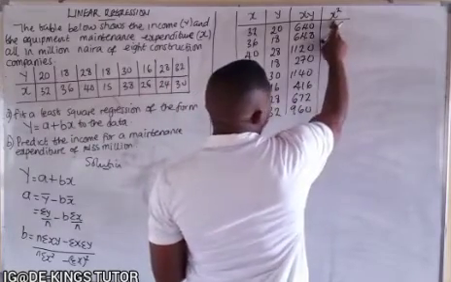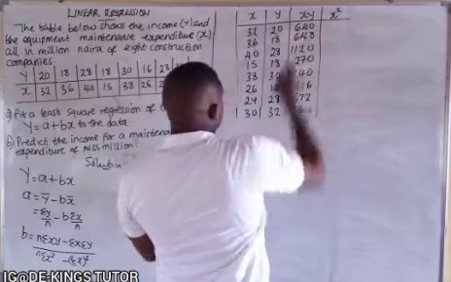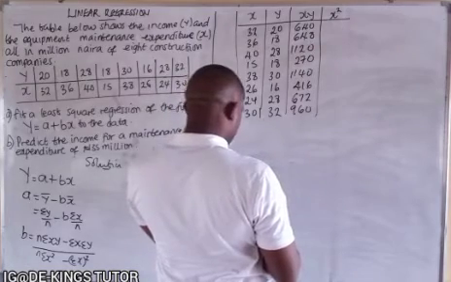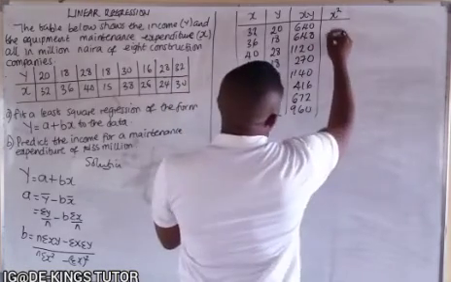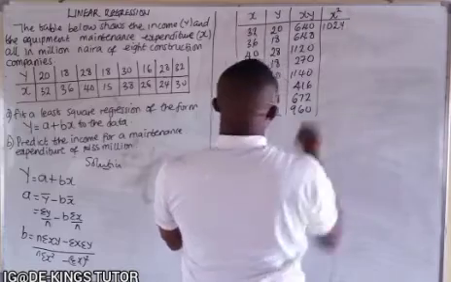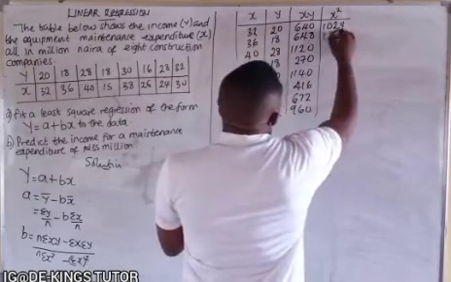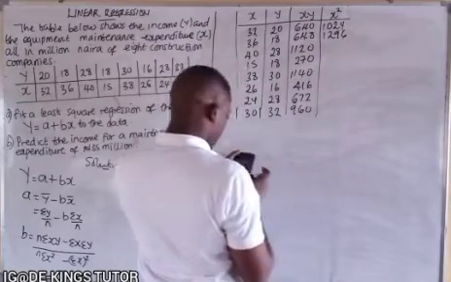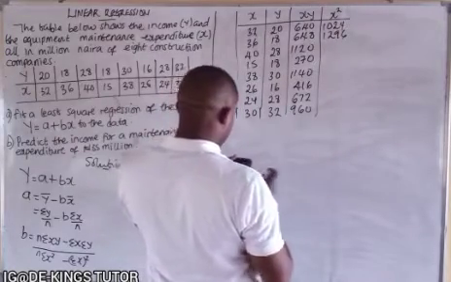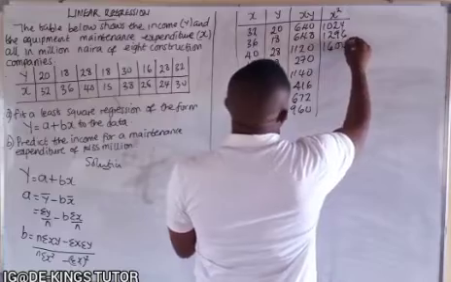So the next is the square of x. This is x. Let's get the square. That's 32 squared, which will give us 1024. 36 squared, 1296. Next one, 40 squared, 1600.